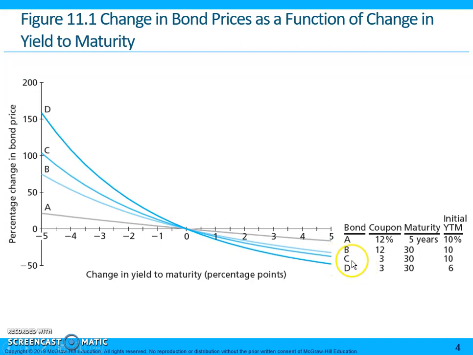Then we move to a 3% coupon with a 30-year maturity and a 10% yield to maturity. That's C, and that bond is more interest rate sensitive. It makes sense. We have a low coupon bond with a high yield to maturity, but it's less sensitive than D, which is a low coupon bond with a lower yield to maturity. That's the very last item. So a low coupon bond with a low initial yield to maturity is going to be more interest rate sensitive. We'll begin to understand this more as we move forward through the chapter.